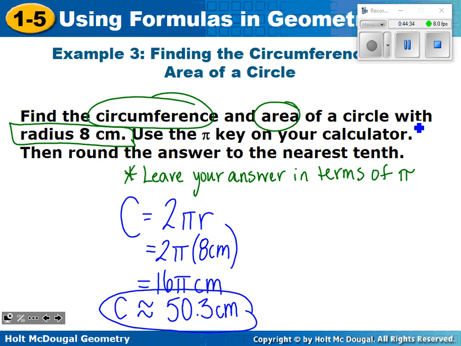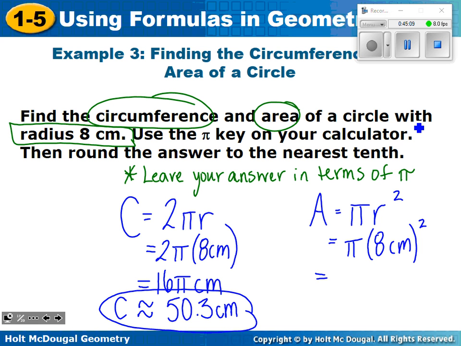And then you have one more part to do. The next part is area. What's the formula for area? Pi r squared. What's the radius? 8. You could put 8 centimeters if you want to, because that's going to remind you that you're going to square the 8 and square the centimeters. But if it starts to confuse you when you're putting your units in your problem, then just leave them out. And remember, area is always units squared. Okay? So we're going to square the 8 and we're going to square the centimeters.